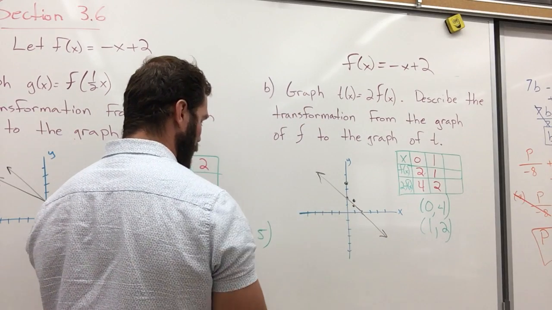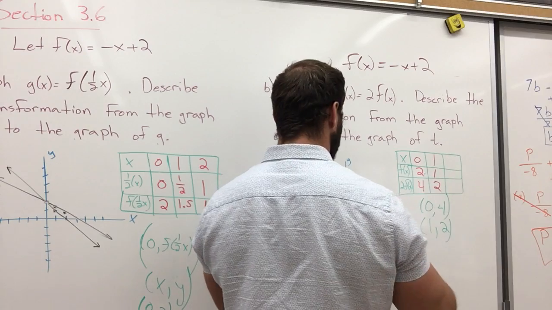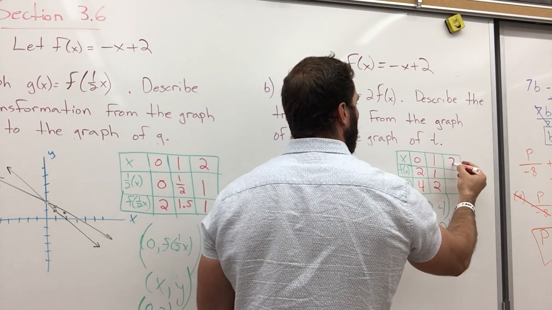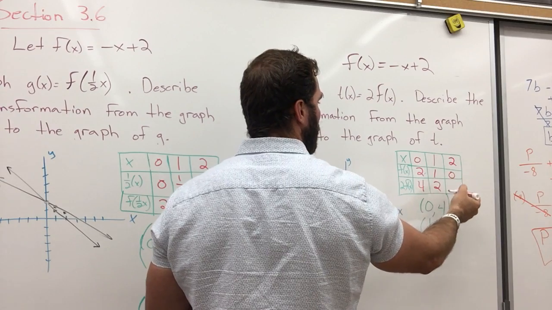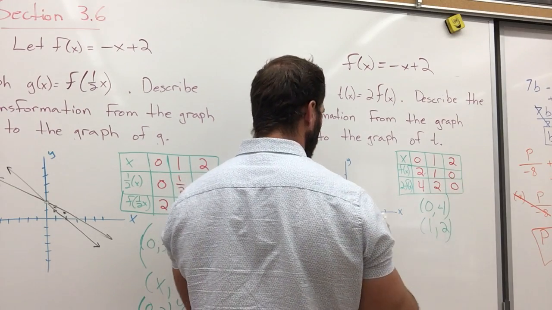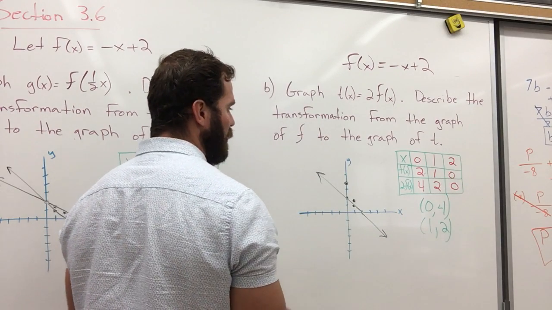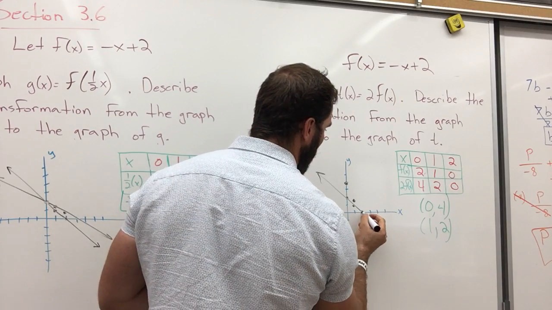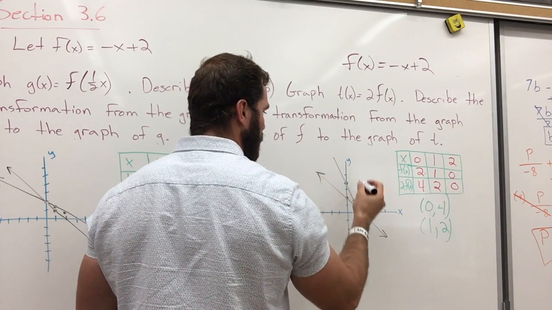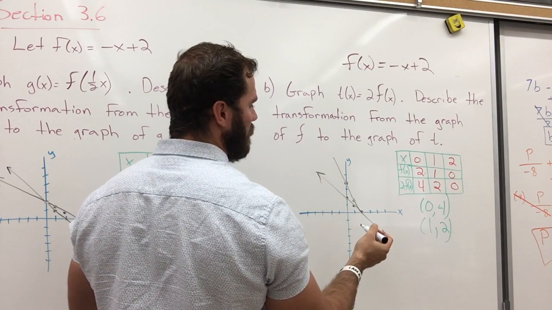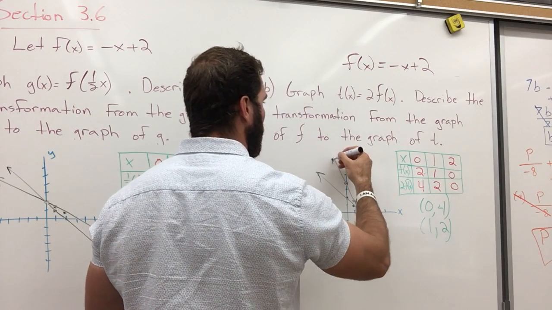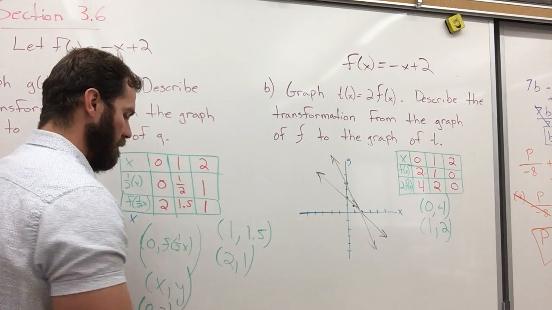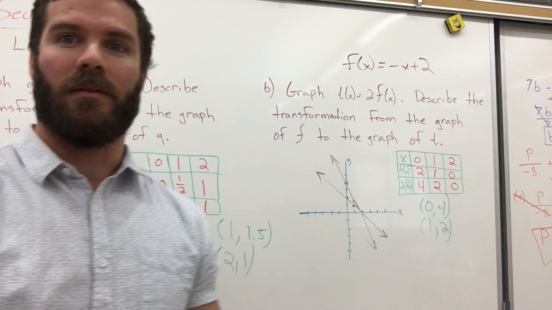And I can do a third if I want. I can do 2 right here. Negative 2 plus 2 is 0. What's double 0? 0. So our next point is 2, 0, which is right there. It's not the greatest line, but it's okay. And there we go. Sorry about the long wait.